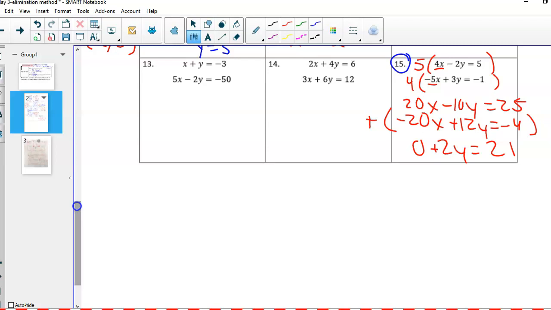Wait. How did you make it? Because you had to multiply by 5. So you had a negative, yours is going to be a little different. You should end up with the same answer. What is y? 21 over 2 or 10.5.